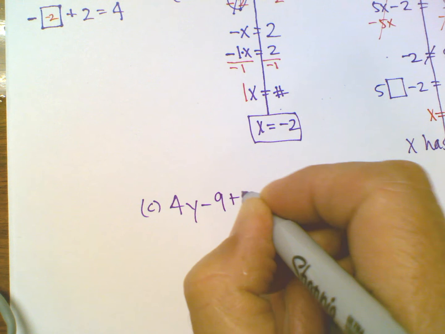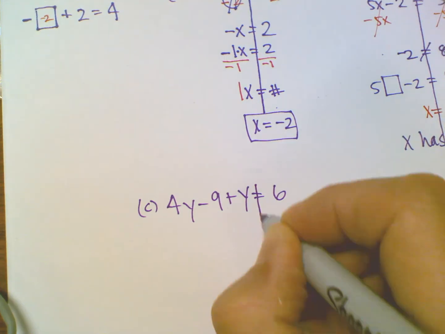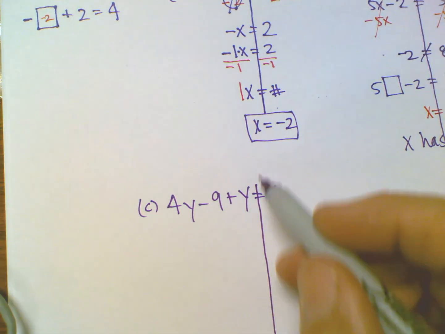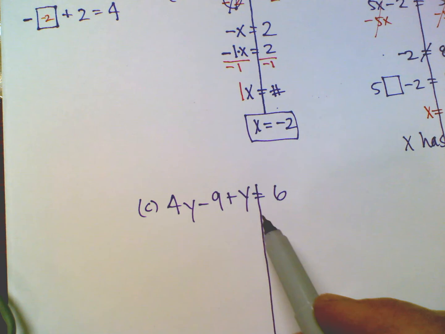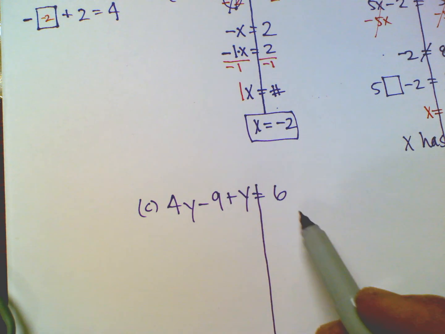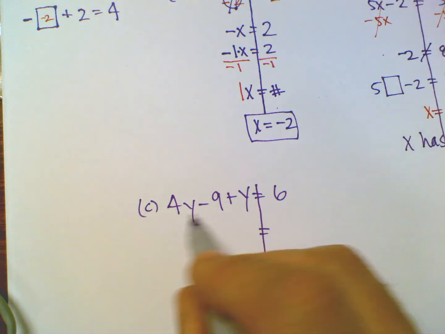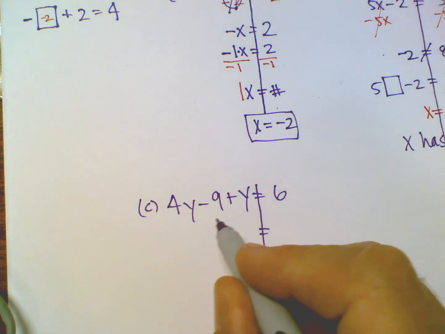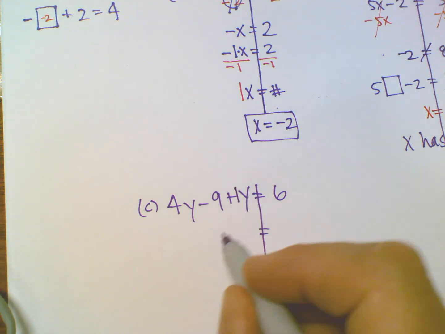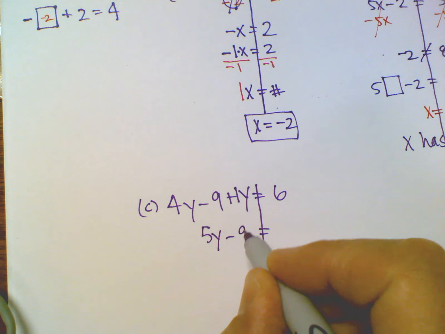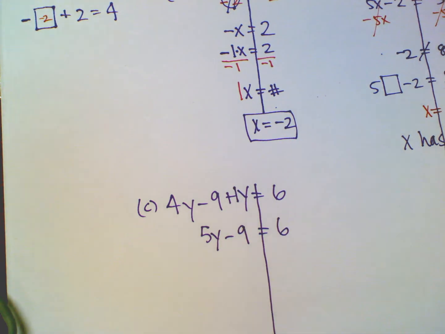4y minus 9 plus y equals 6. Again, bring down my equal sign, my barrier. First step is always simplify. Well, this side, 6, is simplified as much as possible. This side over here, I can combine like terms. 4y and 1y makes 5y minus 9 equals 6.